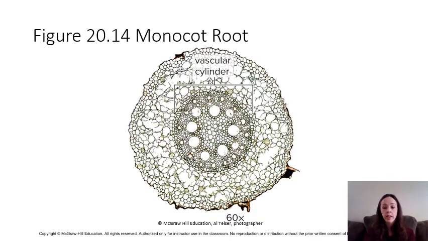Here you have the monocot root. Both the phloem and the xylem are going to be located around the center of the root, as shown here, and it is called the vascular cylinder.